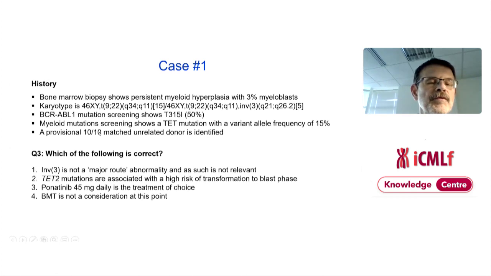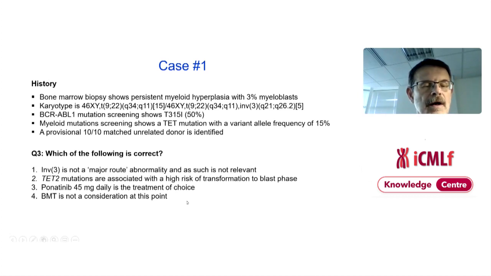And a provisional 10 out of 10 matched donor is identified by HLA typing. So which of the following is correct? One, inversion 3 is not a major route abnormality and as such shouldn't be considered relevant. Two, TET2 mutations are associated with a high risk of transformation to blast phase. Three, ponatinib 45 mg daily is the treatment of choice. And four, BMT is not a consideration at this point.